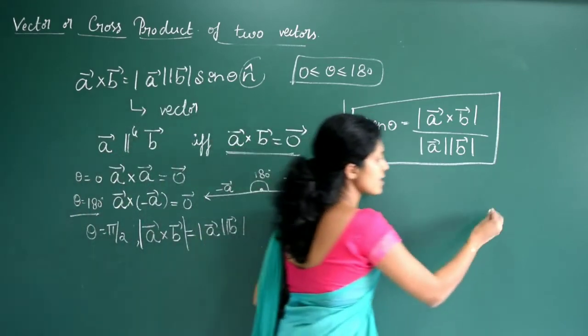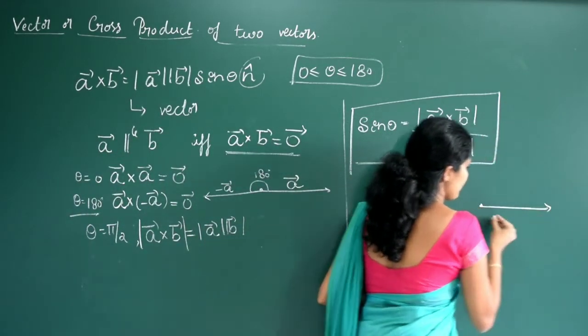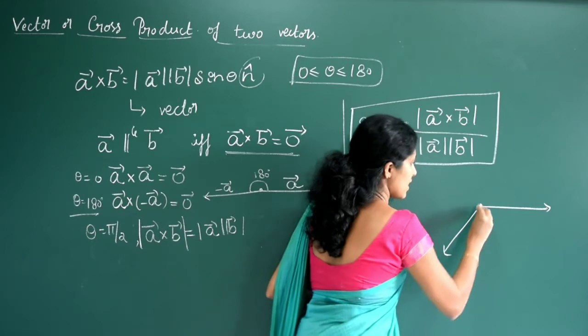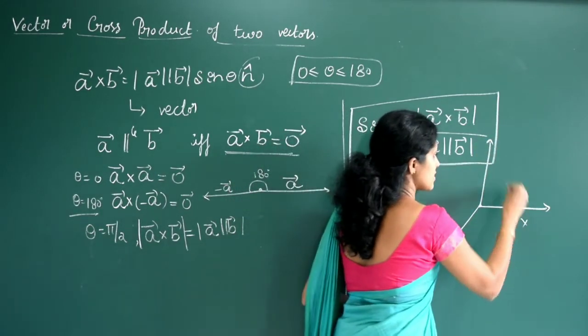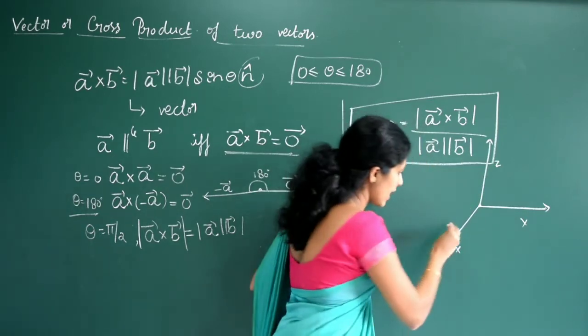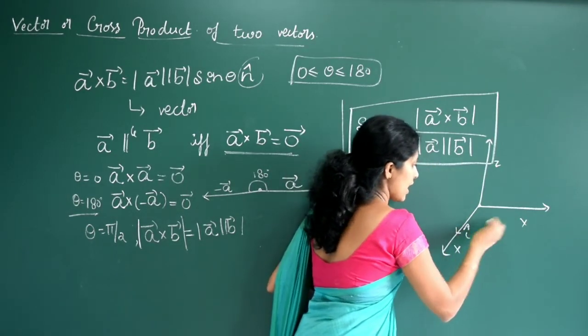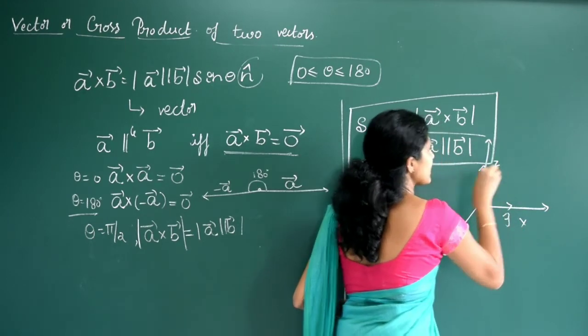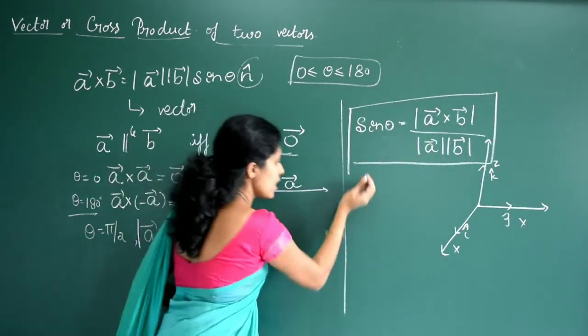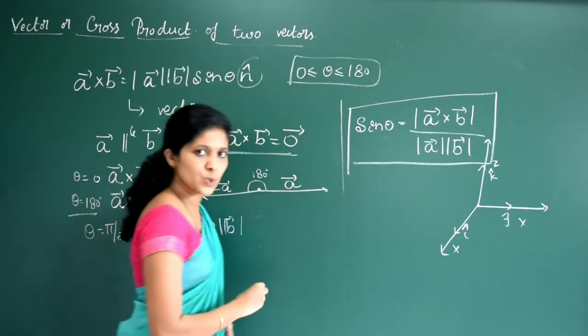Now, see, if I consider, okay, these are the axes x, y and z. So this is x, this is y and this is z. Now here, along this direction the unit vector is i cap, this will be j cap and this will be k cap. Now, can you say what is the cross product of those? See this one.